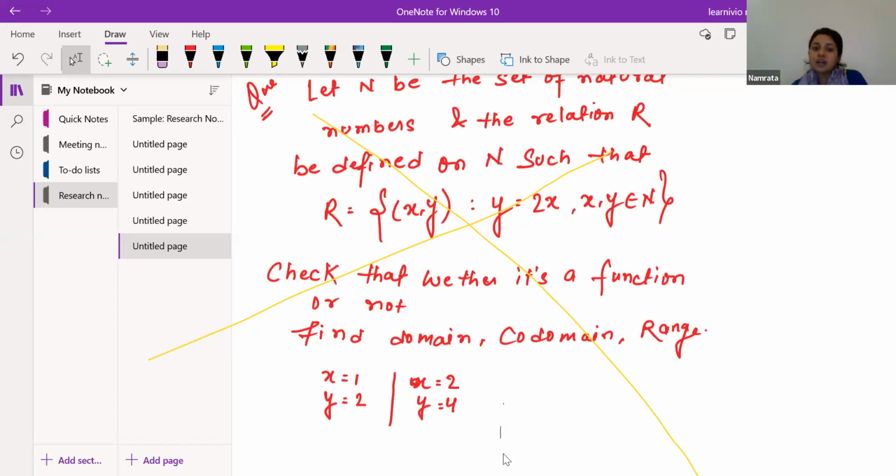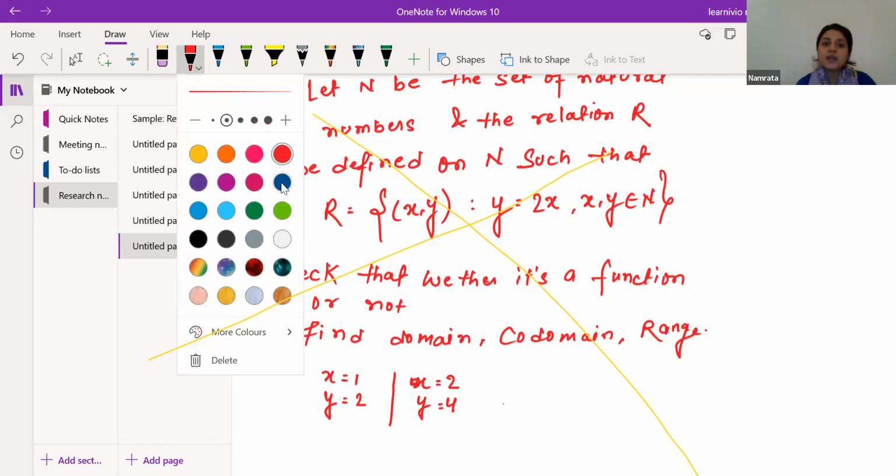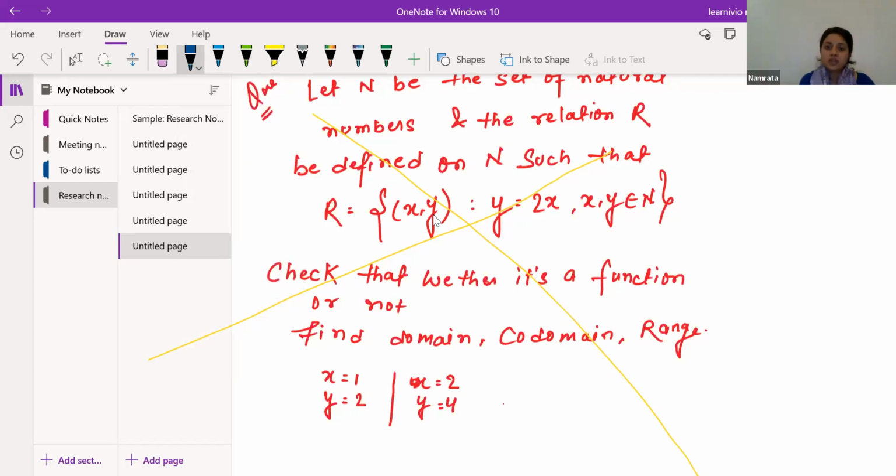Now we have to find the domain, codomain, and range. Domain means what? It is clearly written in the question that x and y both belong to natural numbers. So we can pick x from any natural number, right? Domain means the set of all first elements. Whatever you can take as a value of x, those values of x form the domain. So all the natural numbers are the domain here. Are you getting it?